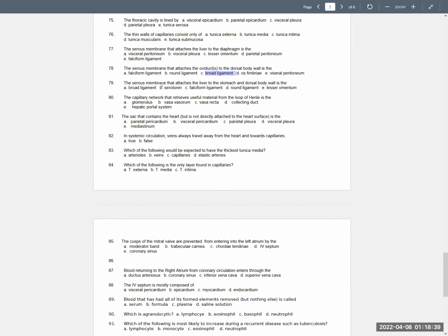79, another one, the serous membrane that attaches the liver to the stomach and also to the dorsal body wall. This one we did a moment ago. This is the lesser omentum. The lesser omentum and the falciform ligament, both attached to the liver. 80, the capillary network that retrieves useful material from the loop of Henle is which of the following?